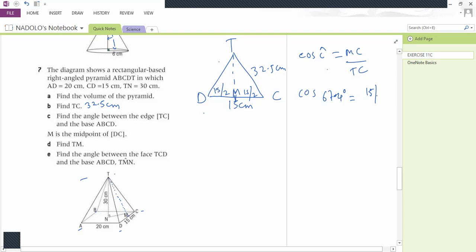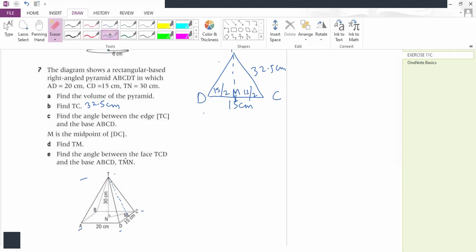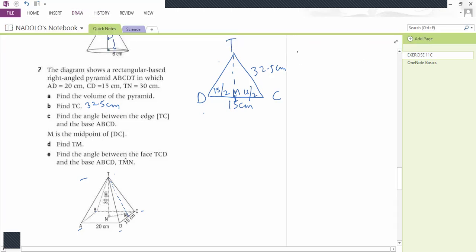Actually, we don't need that because we are calculating TM. So I was right when I said tan because we want the opposite side. Sorry for that. So we are going to calculate TM by using the tan of C, which would be equal to TM opposite divided by adjacent MC. So this will be tan C. C is 67.4 degrees. TM, we are looking for it, and then MC is 15 over 2.